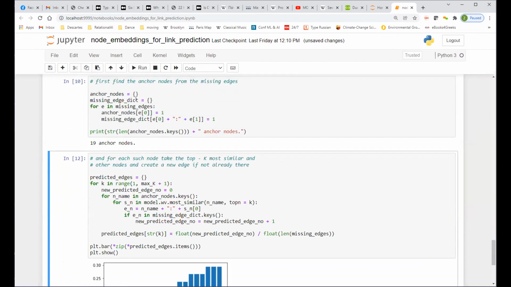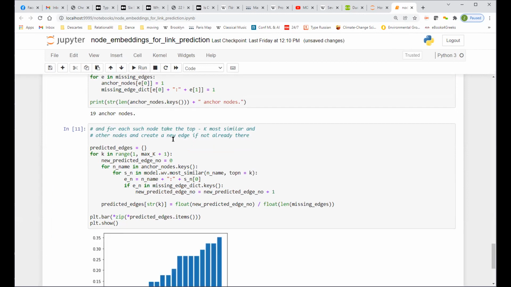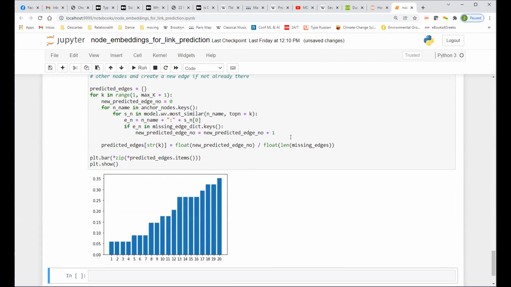So for every node, I will choose some anchor nodes. It could be all the nodes in the graph. I'll compute the embeddings of those nodes with all the other nodes. From the ones that I don't already know, I will compute the similarity based on a similarity measure. Usually it can be a dot product, or it can be a Euclidean distance. Then we'll rank the similarities, and we'll use the top k of them to predict that these are probable new edges.